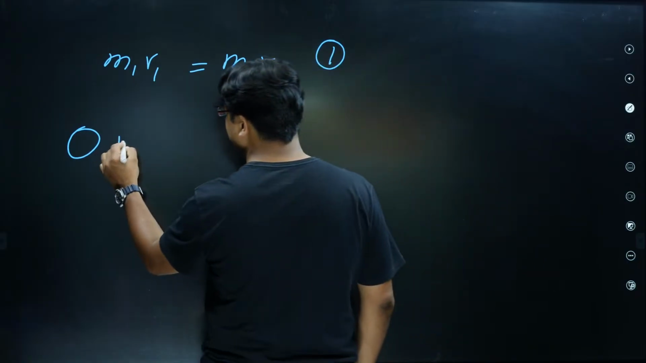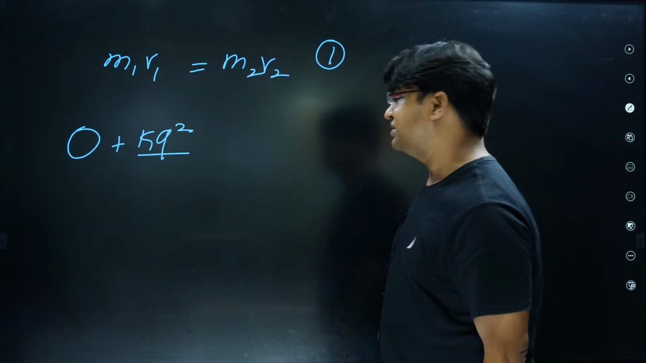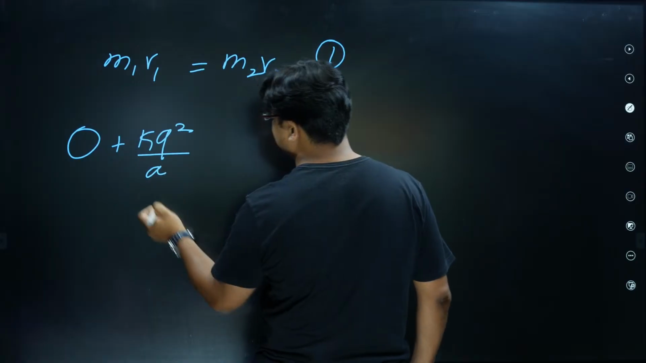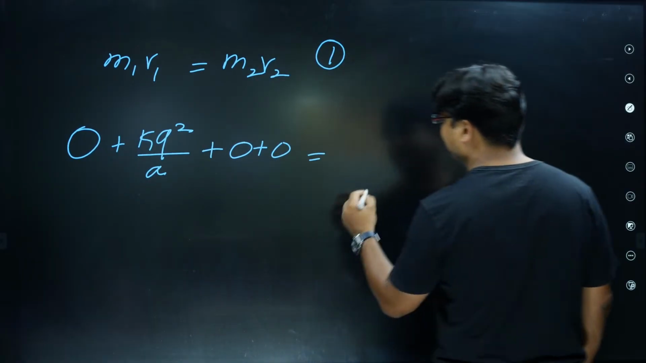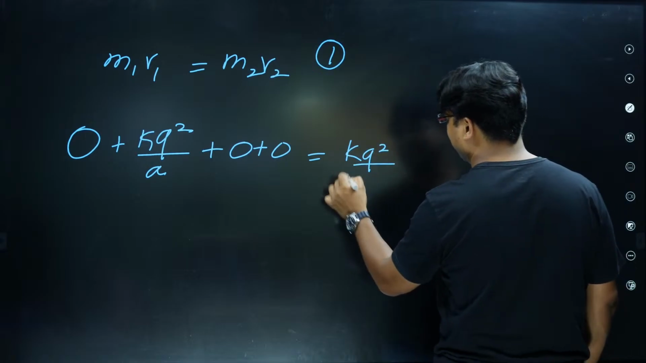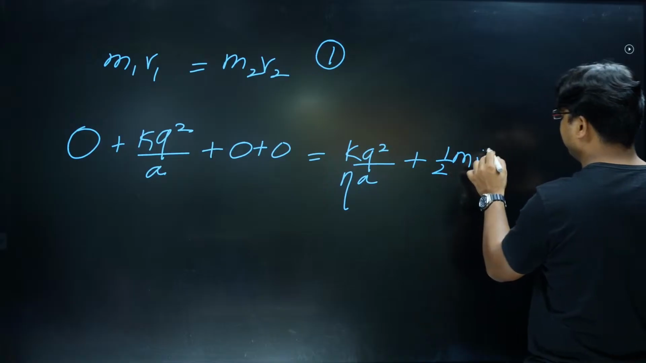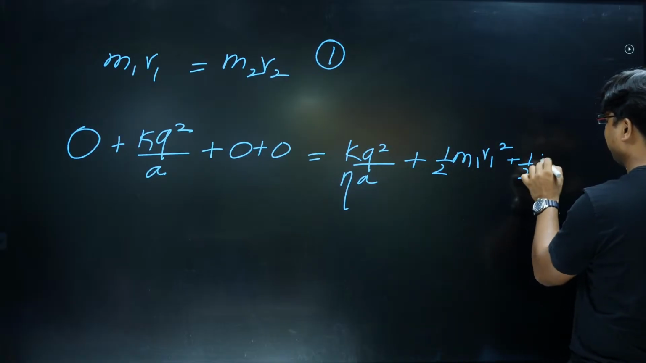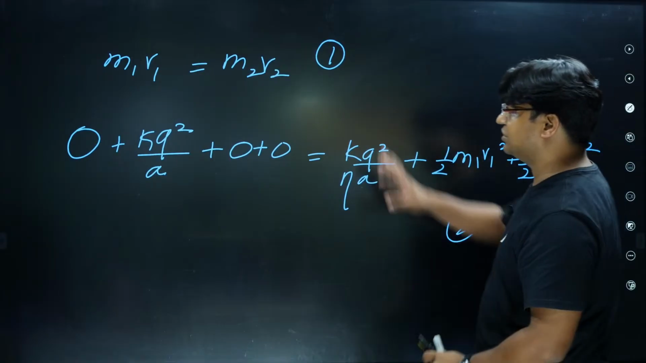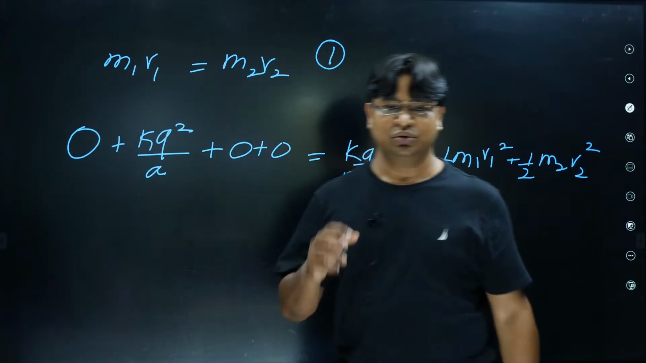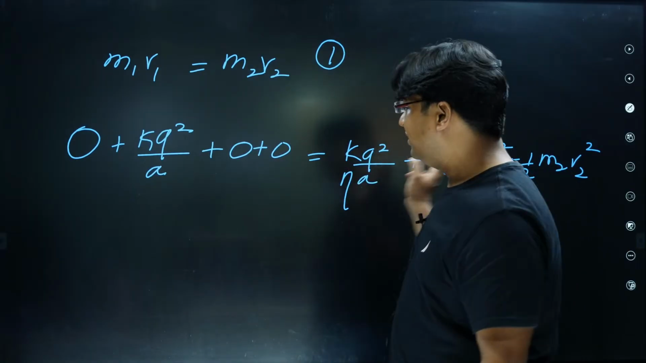U initial will be given by k q square, remember, I assumed that the charges are same, divided by the initial distance a. The kinetic energy for both the particles was 0. U final will become k q square by eta times a, and then K final will become half m1 v1 square plus half m2 v2 square. So these are our two equations. This is equation number 1. This is equation number 2. We will solve them together, treating v1 and v2 as unknowns, and then we'll get the answer.